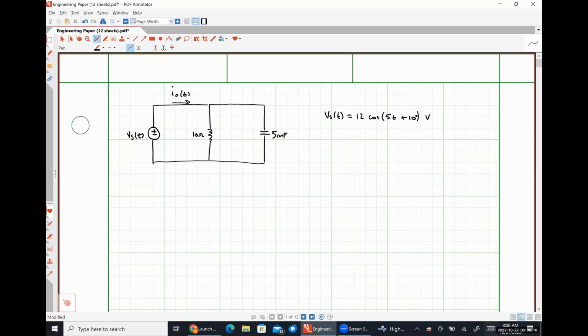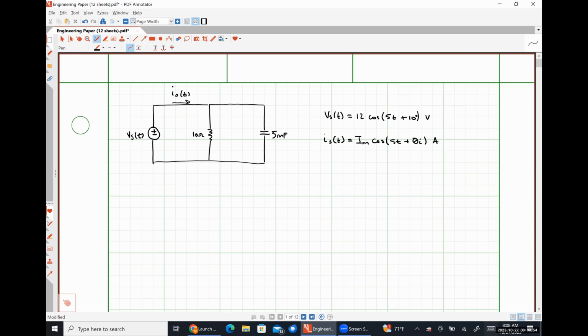Well, in this system, we're starting with a sinusoidal signal. So I would argue that if we start with a sinusoidal signal, our response should also be a sinusoidal signal. So I am going to guess that Is of t will be of the form Im cosine 5t plus some phase angle theta I amps. That's what I expect my result to be, because if I put a sinusoidal signal in, I should expect to get a sinusoidal signal out of my system.